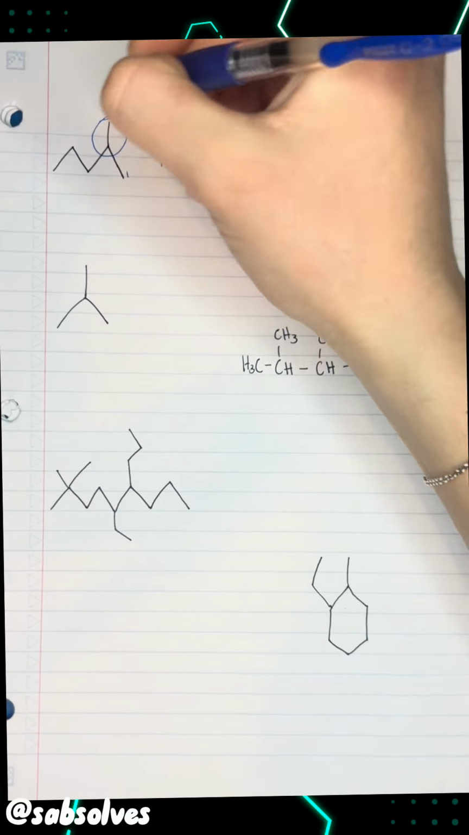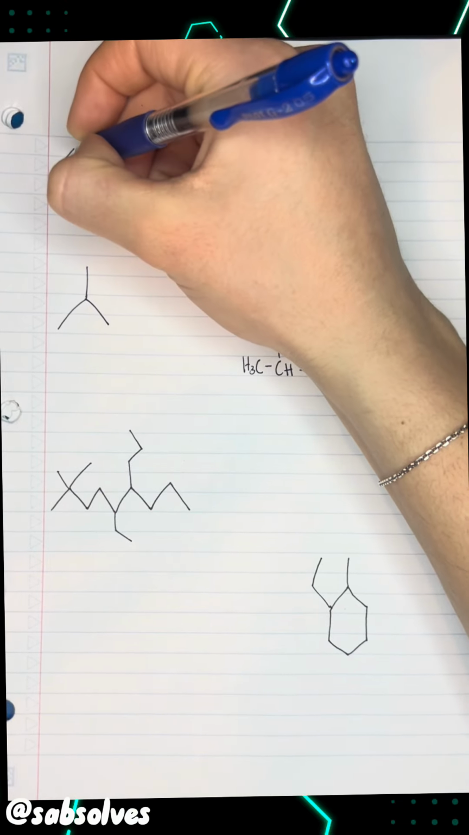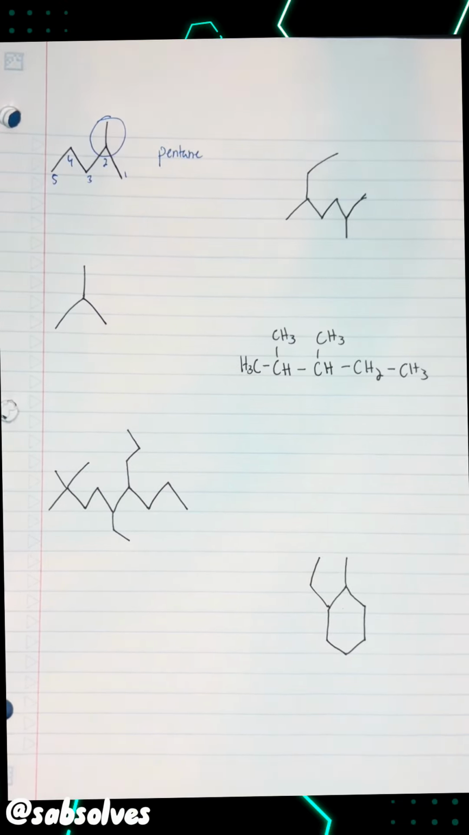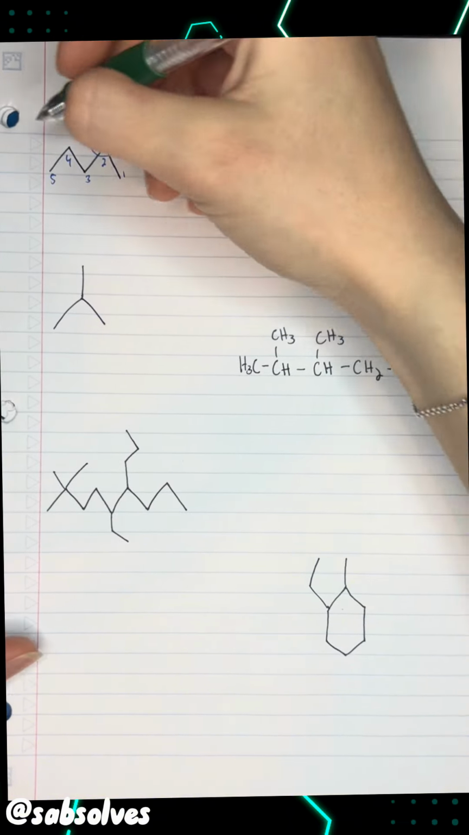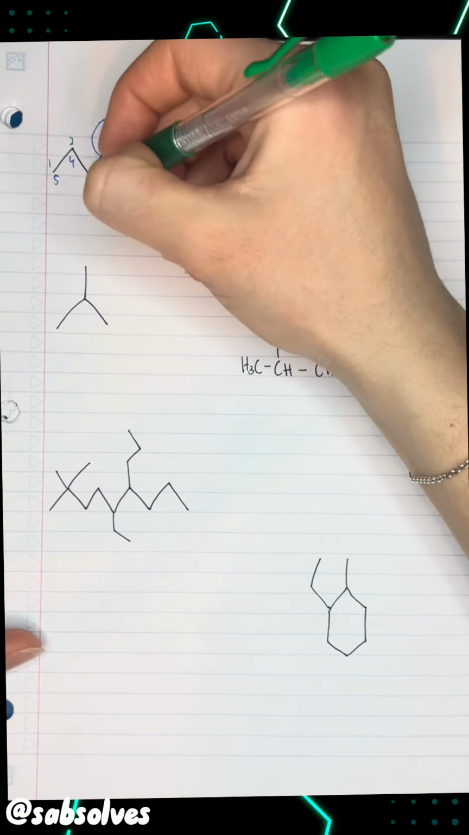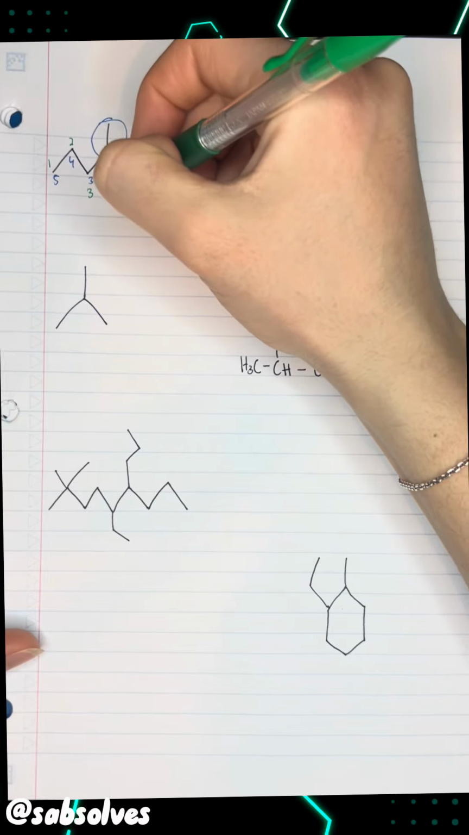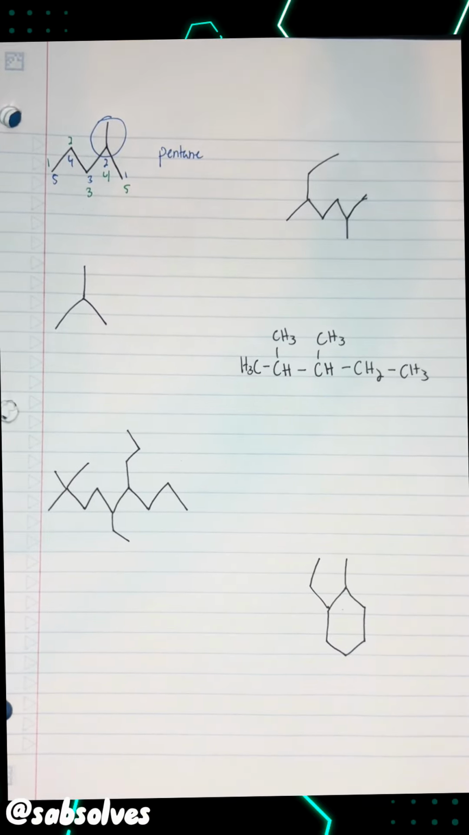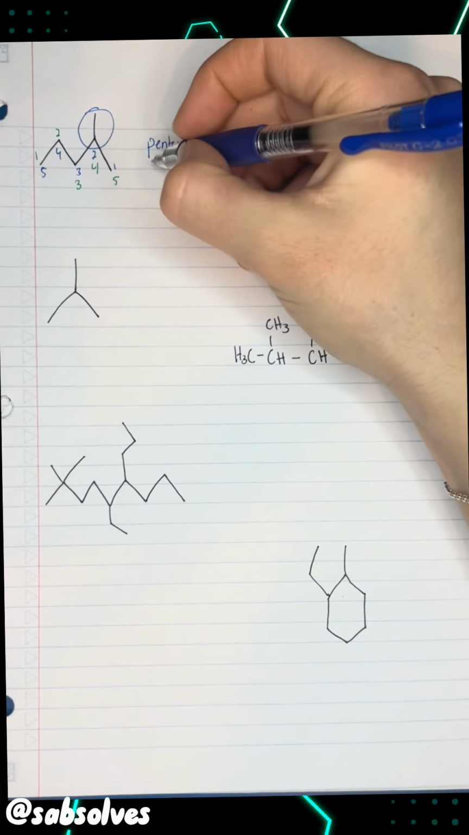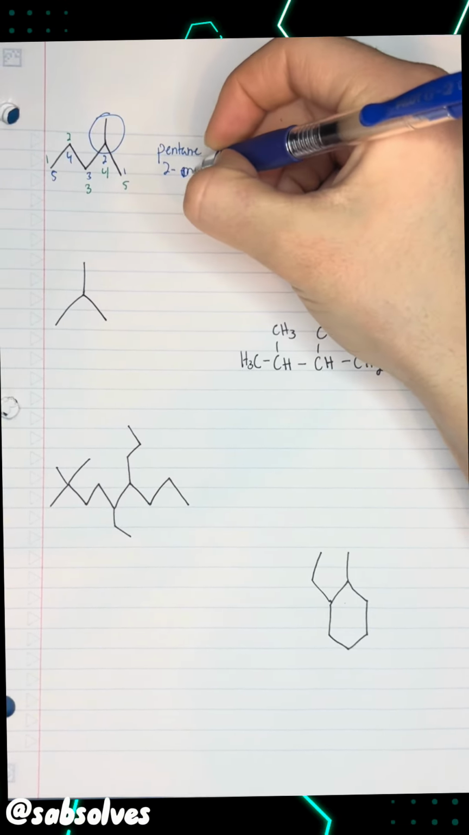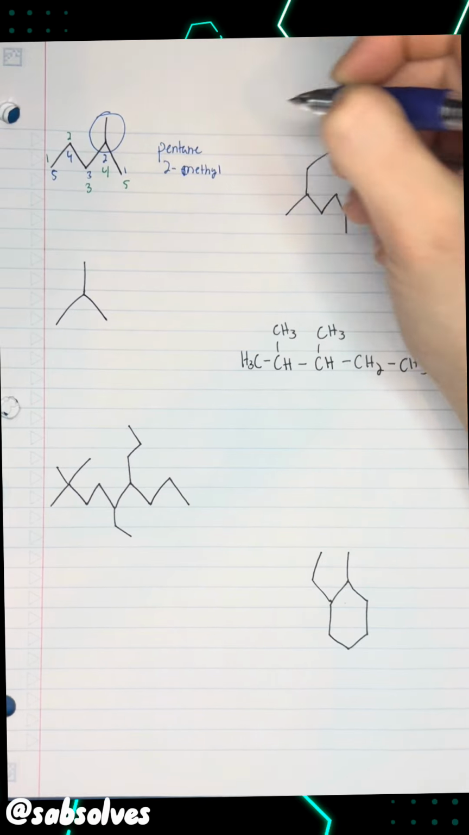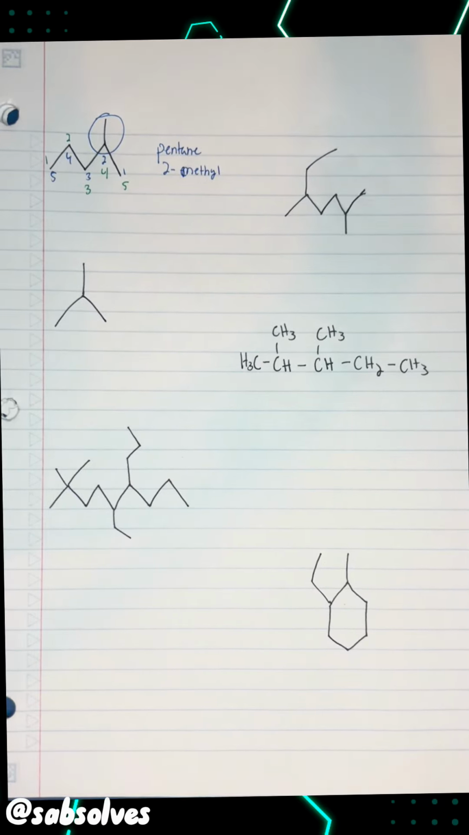So I want to go 1, 2, 3, 4, 5. If I do right to left, I have it on a 2. If I go 1, 2, 3, 4, 5, then I have it on a 4, and that's no fun. We want that on the lowest number possible. So I'm going to go ahead and say we have a 2-methyl. Okay. And that's all I have on this molecule.